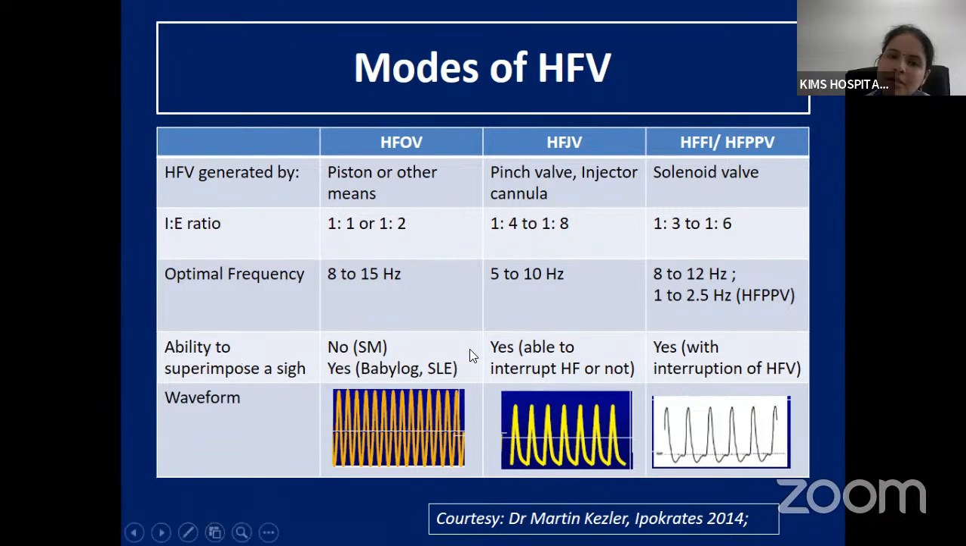The ability to superimpose a sigh breath is applicable with conventional ventilators like the Babylog ventilator and the SLE 6000, whereas this is not possible when we use a pure oscillator like Sensormedics.